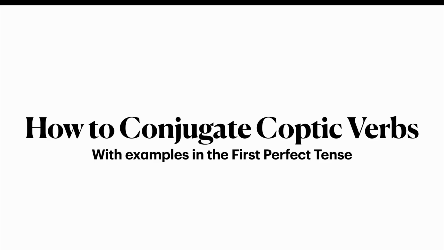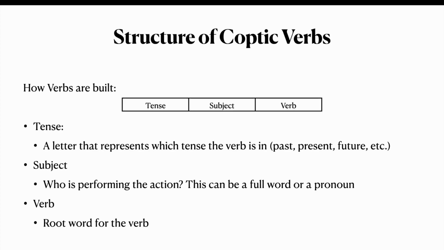Okay, so today we're going to be learning about Coptic verbs, how to conjugate them, and at the end I'm going to have some examples of how to conjugate verbs in the first perfect tense. So basically, with Coptic verbs, you have three different parts to them. You have the tense, the subject, and the verb itself.